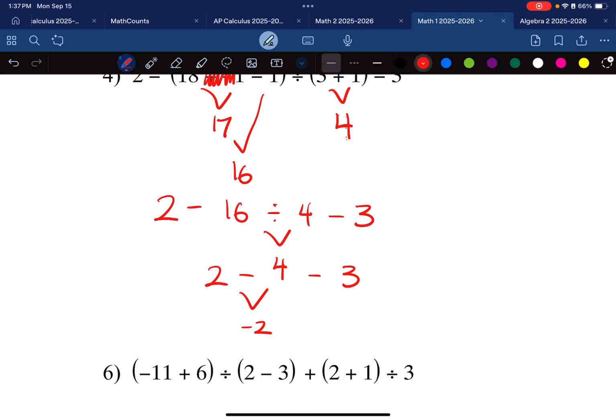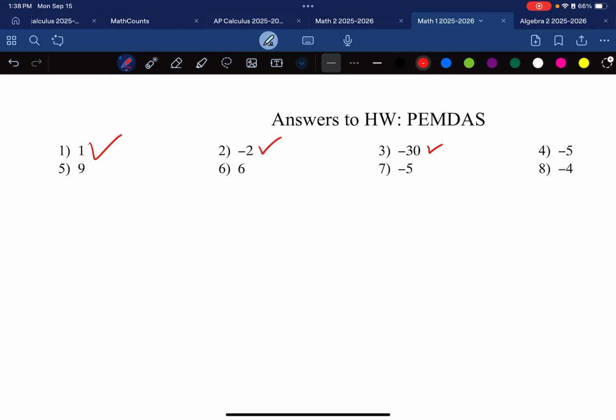And then from there, I have the equation -2 minus 3. Notice in this case, I have 2 of the same signs. Therefore, I'm going to add them together, 5. And I take the sign of the larger again, which is a negative. And I get my final answer as a -5 for number 4. Number 4 is a -5.